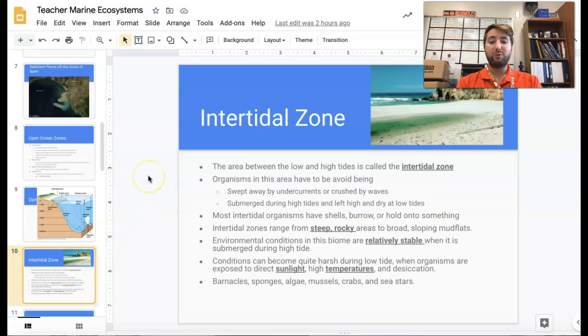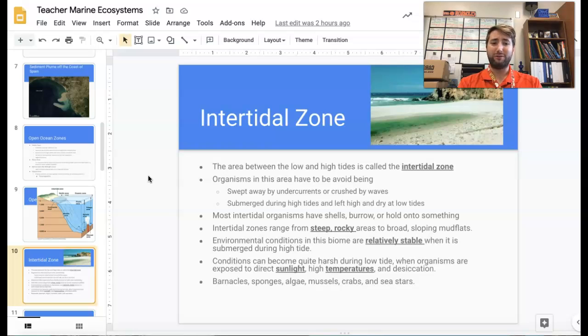Alright, so the area between high tides and low tides is going to be this intertidal zone. And it's really intense to live here because, first of all, you're going to have to deal with the constant waves. So the waves hit the shore and then they recede back into the ocean, and you have to avoid being swept away by the undercurrent or the waves. You also have to be able to be submerged during some time and then be in the hot sun during other times. So living in this intertidal zone is really intense.